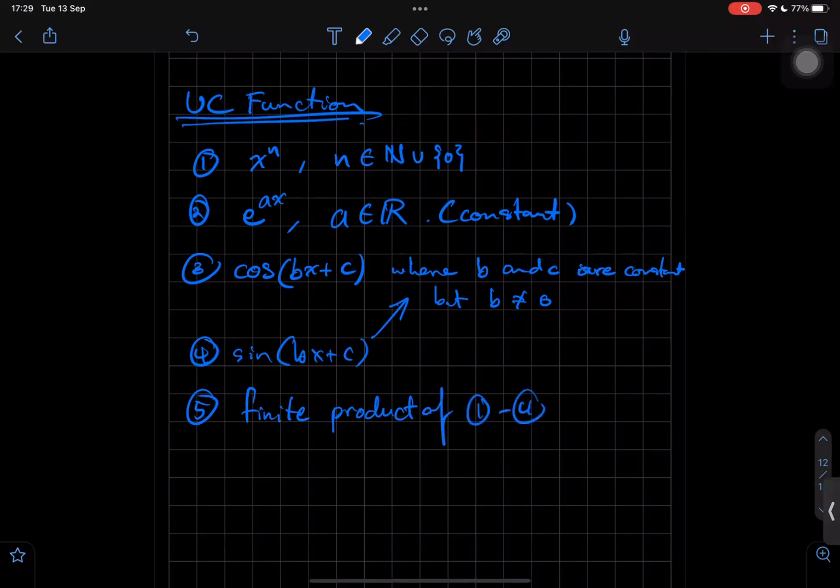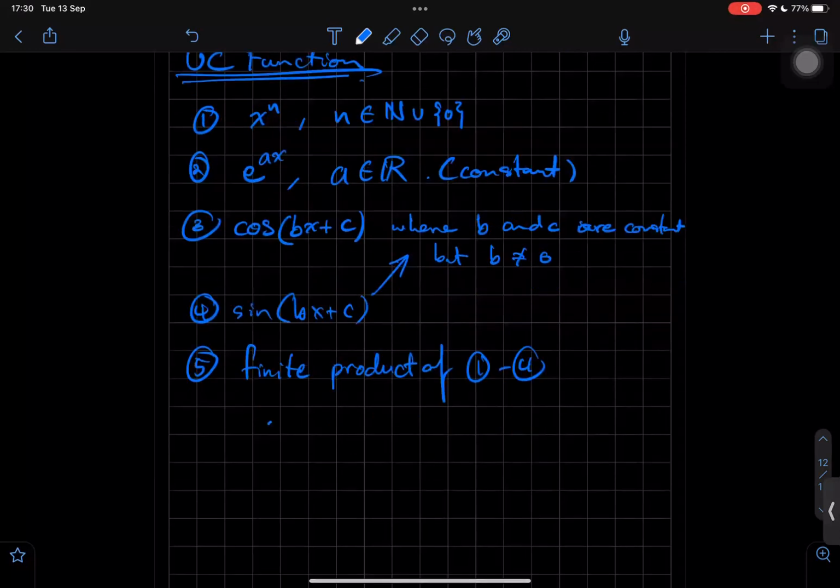The fifth one is a finite product of forms 1 to 4. What does finite product mean? You can have x to the n times e to the x, and this is also a UC function. Or e to the x times cos of 2x plus 1. Something like this is also a UC function, the finite product.